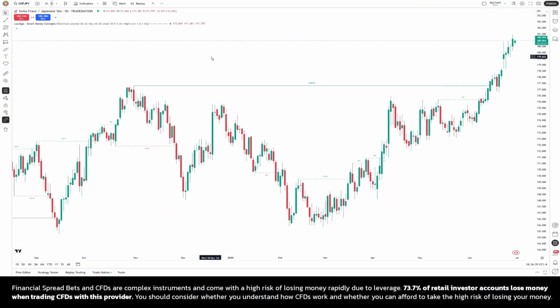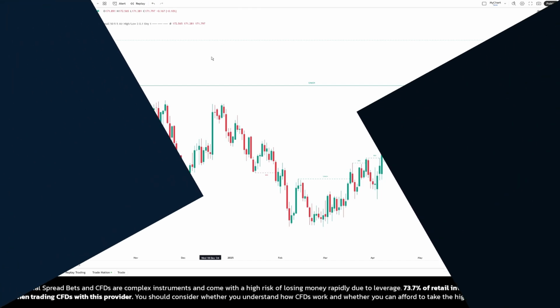What makes this indicator especially valuable is its ability to identify key structural shifts automatically. It flags two crucial events: break of structure, or BOS, signaling trend continuation, and change of character, highlighting potential reversals. Both are presented clearly on your charts, colored to distinguish bullish and bearish moves instantly.